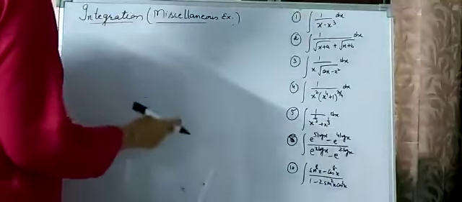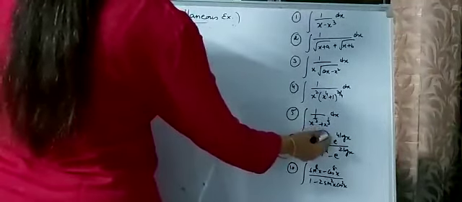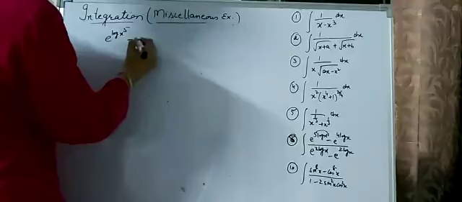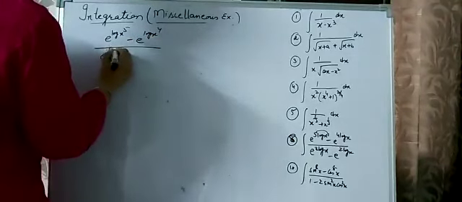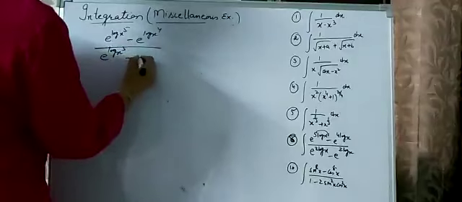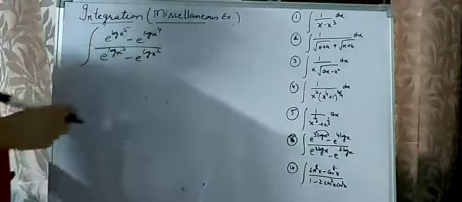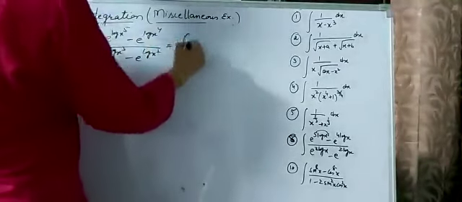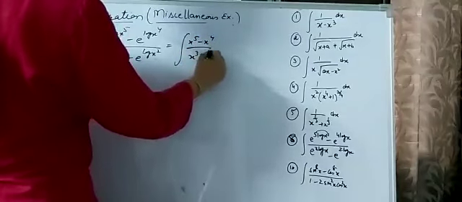How will you solve the 8th question? In this 8th question you can take this power back to the log. So this is e raised to log x raised to power 5, e raised to log x raised to power 4, e raised to log x cube and e raised to log x square. And we know that exponential and log are inverses of each other, so they cancel each other. So this is x5 minus x4 upon x cube minus x square.